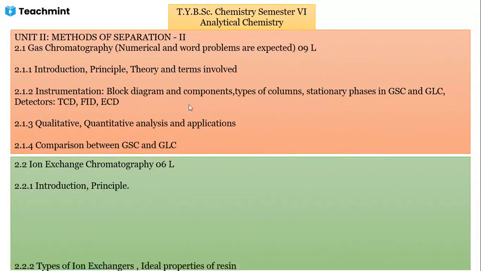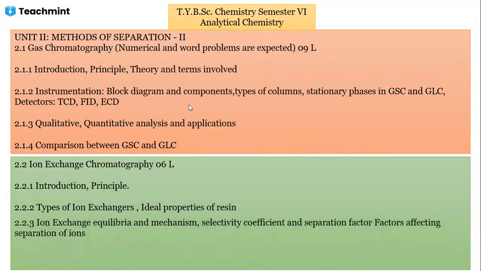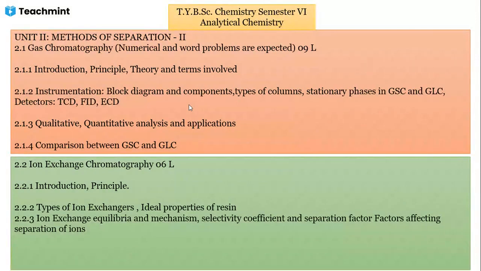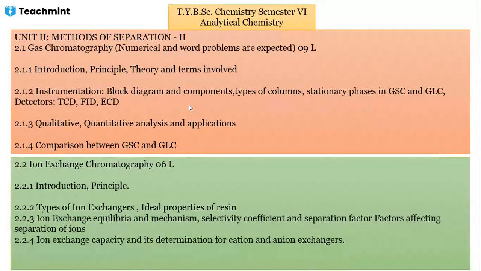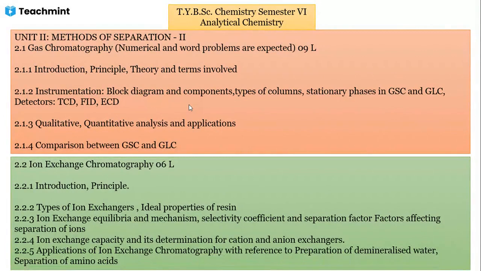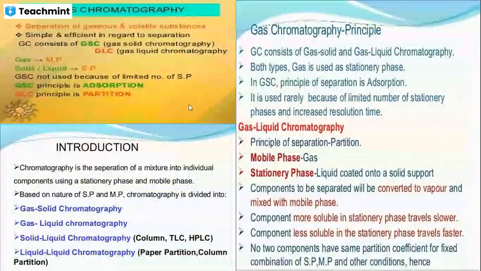Ion exchange chromatography: in that we have to talk about their principle, then types of ion exchangers and their properties, meaning properties of the resin, then ion exchange equilibria, how it is equilibrated and how it gets separated, then selectivity coefficient, all those parameters. Talk about the ion exchange capacity and its determination for the cation exchanger and anion exchanger, then the applications with reference to the preparation of demineralized water and the separation of amino acids. This is the syllabus for Unit 2.